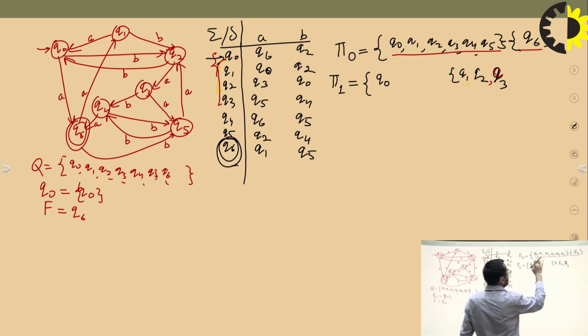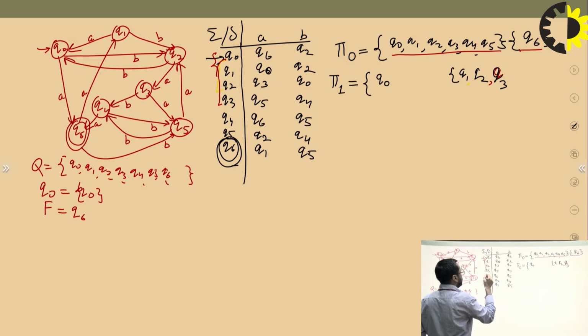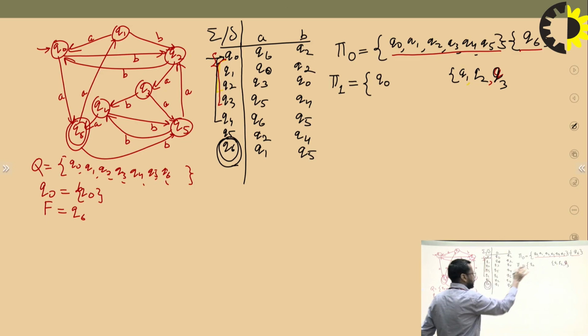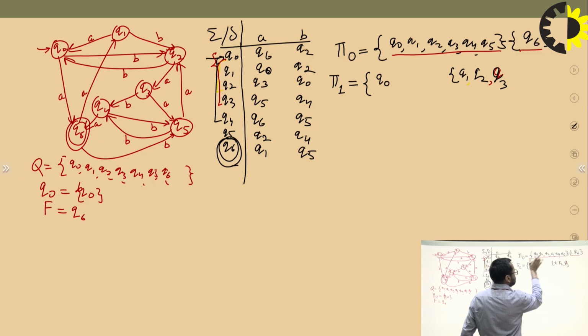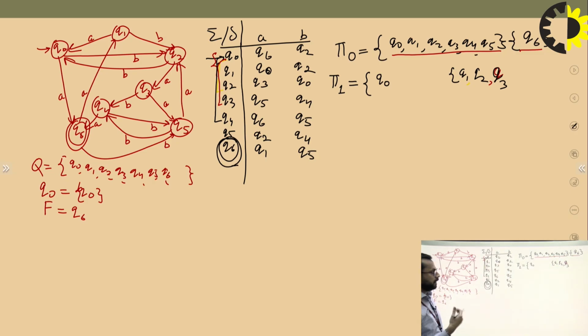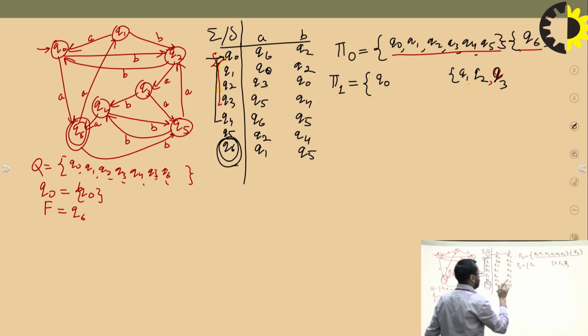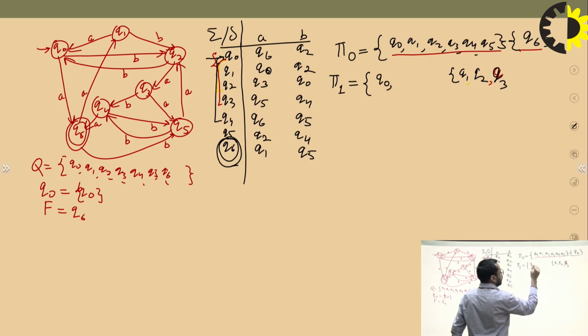Okay, for the Q0 and Q4 pair, what will be the states? Q6 and Q6. Q6 and Q6 are the same set, so that means they will be placed here. And for the next input symbol B, what will be the next state? Q2 and Q5. Q2 and Q5 are in the same set. This one, Q2 and Q5. So what does this mean? Q0 and Q4 are in the same set.